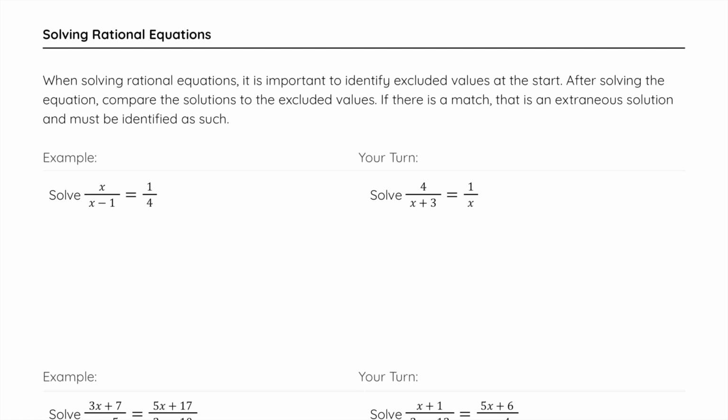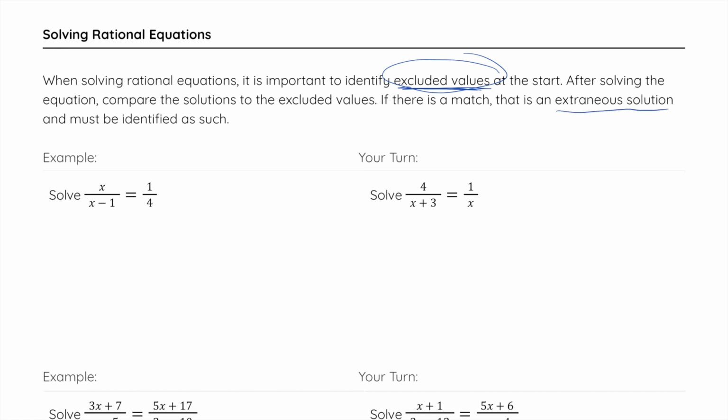In this video, we're going to look at solving rational equations. At the beginning of each equation, it's a very good idea to determine any excluded values. Afterwards, after you solve using the properties of rational functions, you want to check to see if any of the solutions you get match an excluded value, because that means that particular solution you found is not actually the solution.